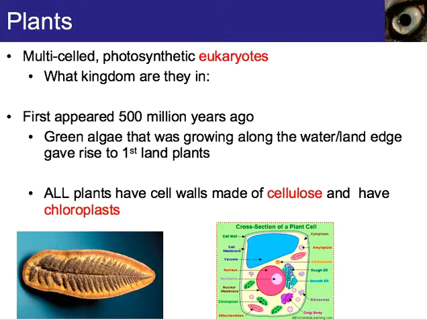So let's talk about plants. Plants are multi-celled photosynthetic eukaryotes. Remember, plants are eukaryotes. And they first appeared 500 million years ago. Green algae that was growing along the water or land edge gave rise to the first land plants. Remember, algae, which we learned in the last chapter, is actually a protist and not a plant. All plant cells have a cell wall made of cellulose and have chloroplasts. So they have a wall around each cell that contains something called cellulose, and then they contain chloroplasts, which are the organelles that do the photosynthesis.